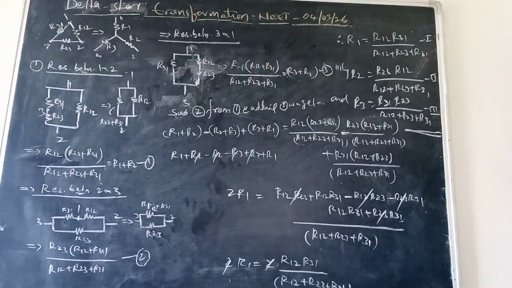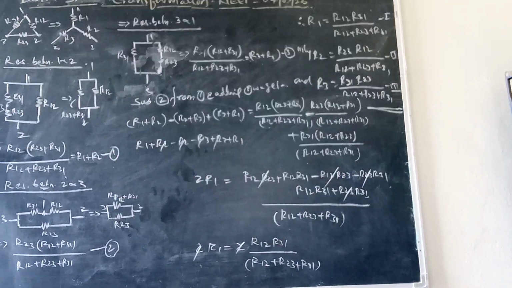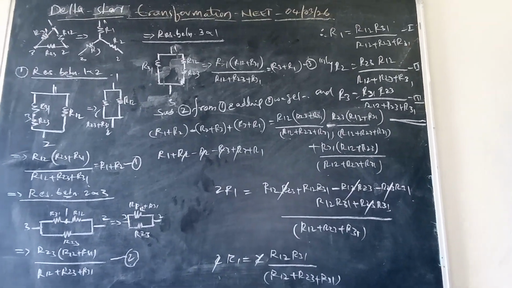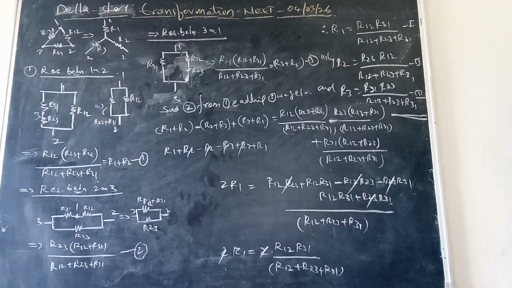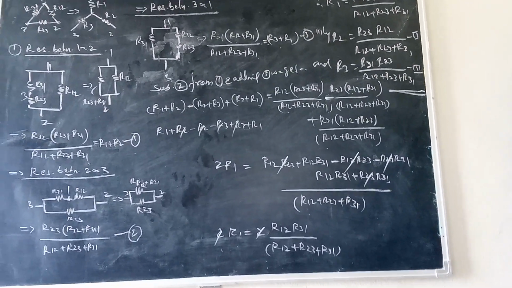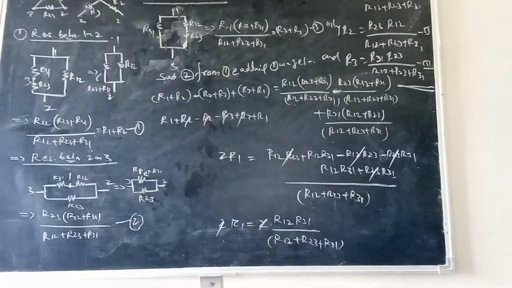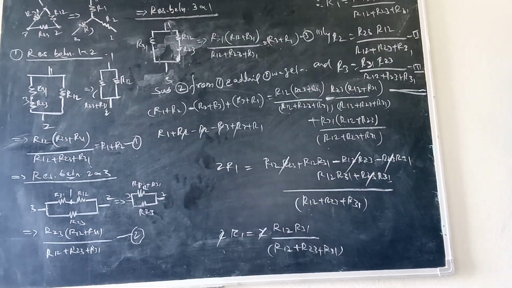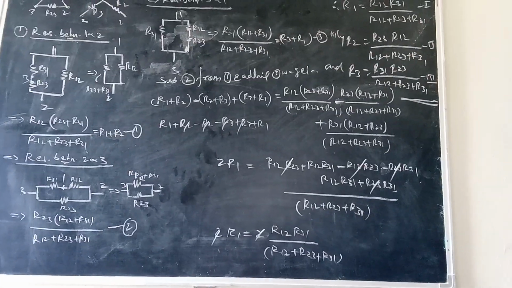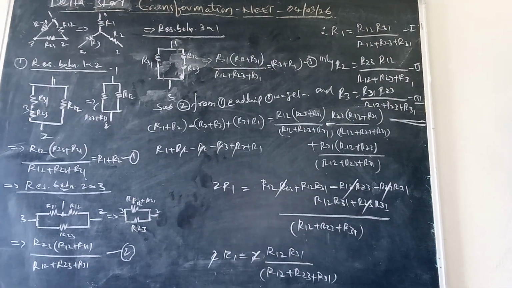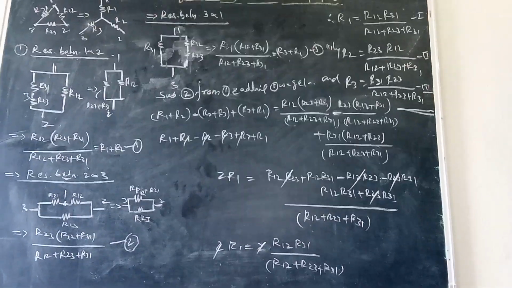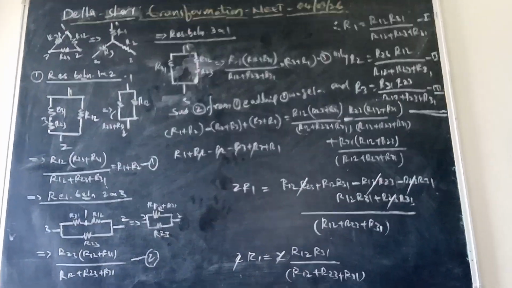The star resistance R1 in terms of the delta resistances is R12 into R31 divided by the sum of all three, which is equation 1. Similarly, R2 will be equal to R23 into R12 divided by R12 plus R23 plus R31, that is equation number 3 of the concluded equations. And R3 will be equal to R31 into R23 divided by R12 plus R23 plus R31, which will be the third required equation to convert delta to star.